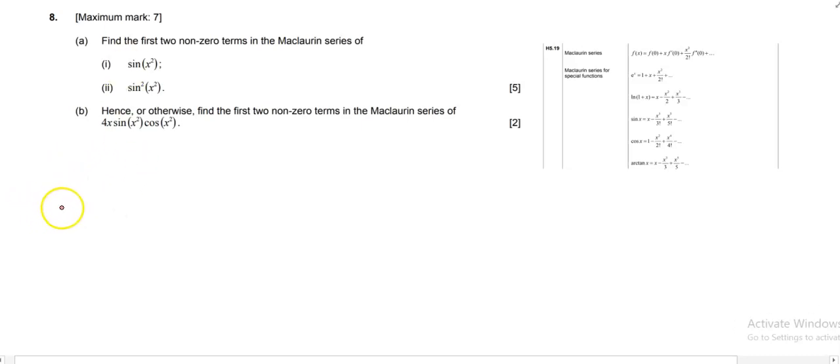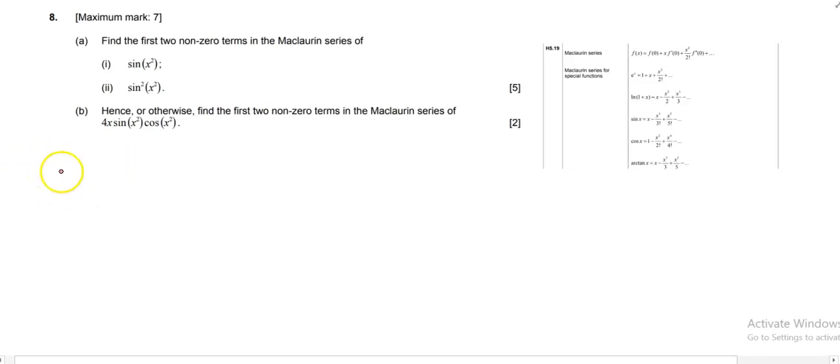Alright, now let's look into the 8th question of this paper, and this paper states that the first two terms are the non-zero terms in the Maclaurin series, so sine of x squared. So what we will be doing is utilizing the Maclaurin series for sine of x, that's already there in the formula booklet.